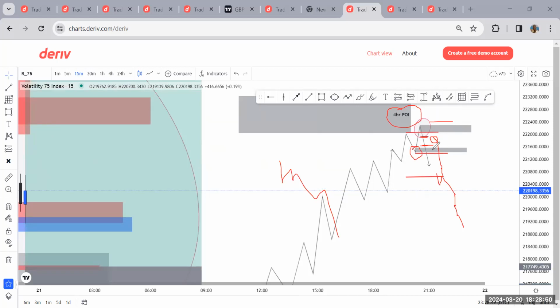If you are entering on the breaker, your stop loss should be within the zone. Or if it's a smaller time frame, you put it above the high.